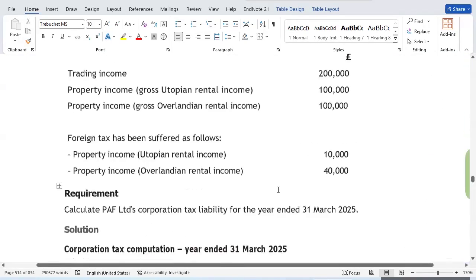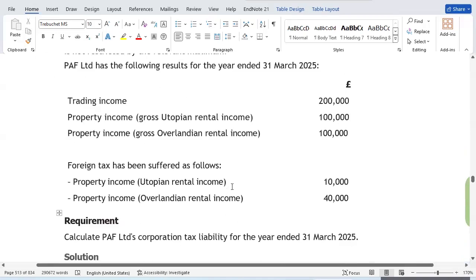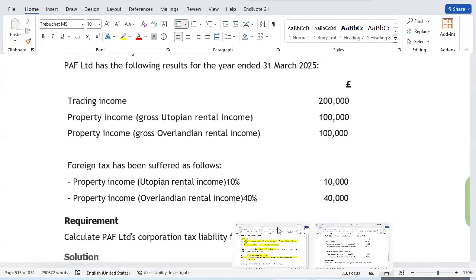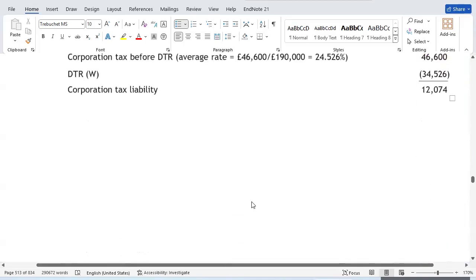So how do I find out? The lower one, property income is 10,000, so 10% rate. Overlandia is 40%. So you should give it to Utopia because you want to maximize Overlandia's DTR. That's what we should do, so that's what we are doing here.